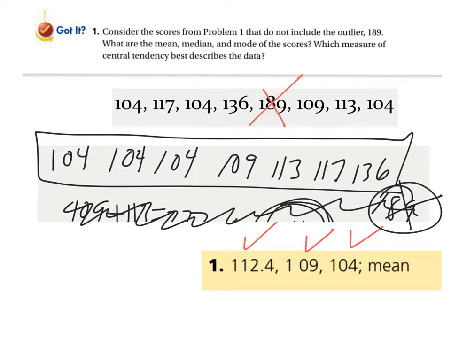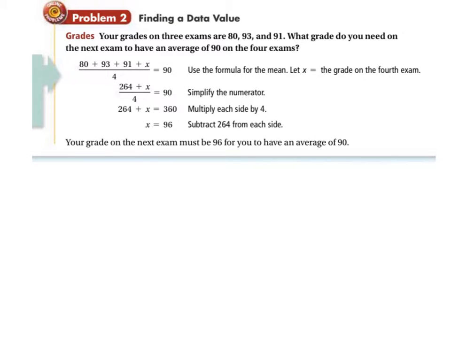We can see that 112 is kind of about in the middle of them all. So 104, 104, 109, 112.4, 113, 117. It'd fit right in the middle. So there you go. Not a bad measurement in this case. I love this kind of problem.